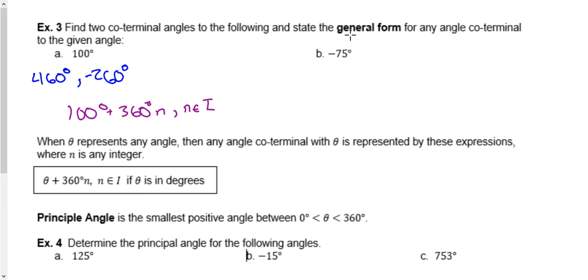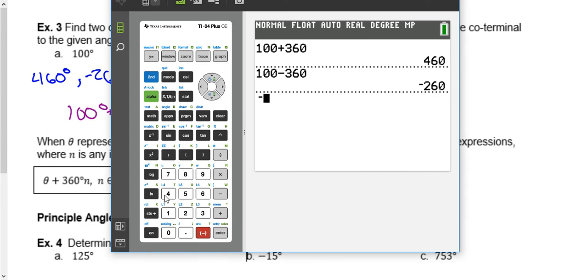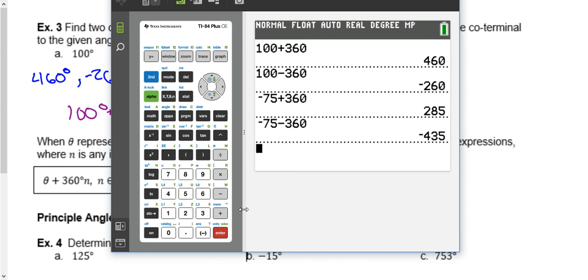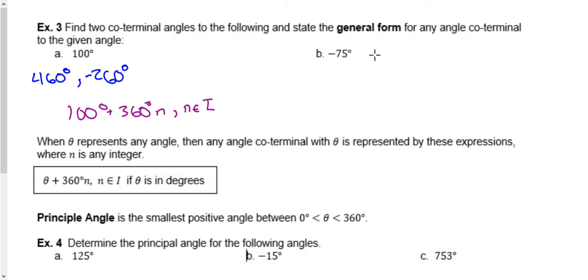Over here it's negative 75. So again, going straight to my graphing calculator, if I have negative 75, I'm going to add on 360 for the first one to see if I can find the positive version of it. Yep, it's positive 285. Then if I had negative 75, and I subtract 360 from it, just like the previous example, we're at negative 435. So let's jot that down.